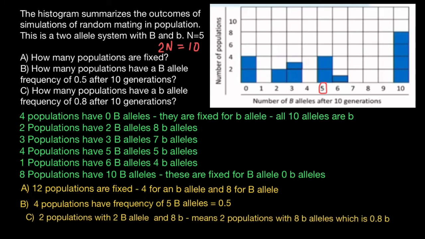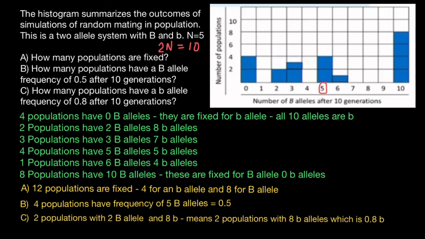And the last question, how many populations have recessive allele b frequency of 0.8 after 10 generations? And here is going to be the answer to this question. Take a look. We also can paraphrase frequency of the recessive allele b as 0.8, or 80%, as frequency of the dominant allele as 0.2, or 20%. And this bar stands for this answer.